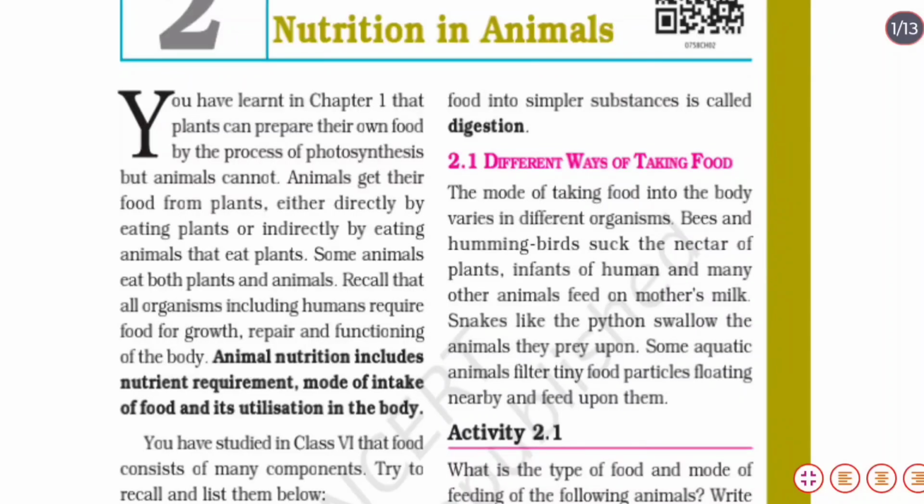You have learned in chapter 1 that plants can prepare their own food by the process of photosynthesis, but animals cannot. Animals get their food from plants, either directly by eating plants or indirectly by eating animals that eat plants. Some animals eat both plants and animals. Recall that all organisms, including humans, require food for growth, repair and functioning of the body. Animal nutrition includes nutrition requirement, mode of intake of food and its utilization in the body.